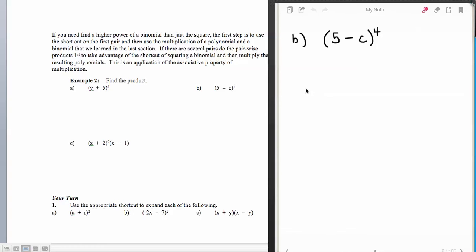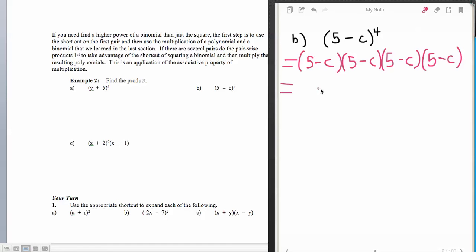All right, this continues section 7.3. We're looking at higher powers of binomial products. So in this next one, we're looking at 5 minus c to the fourth power. Well, remember that this looks like 5 minus c times 5 minus c times 5 minus c times 5 minus c. What you don't want to confuse is that this would mean 5 to the fourth power minus c to the fourth power. I see that a lot from students, and it is absolutely incorrect.